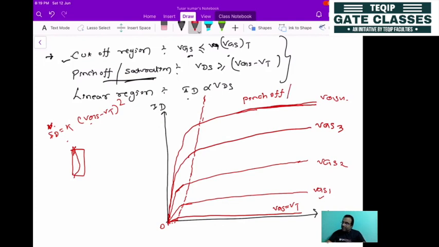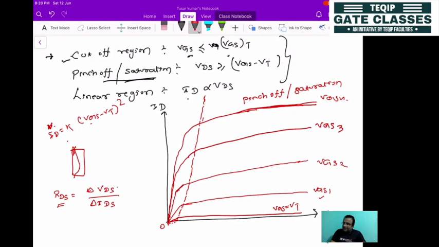So that's why it is called pinch-off or saturation. Okay, so pinch-off and saturation, how can you define it in another way? In this region, if you see the drain resistance RDS, you can find the drain-to-source resistance. That is nothing but del VDS divided by del IDS. Okay, so how do we get this resistance?